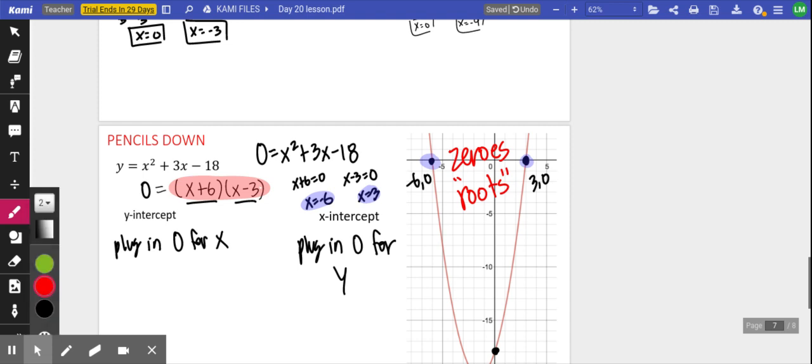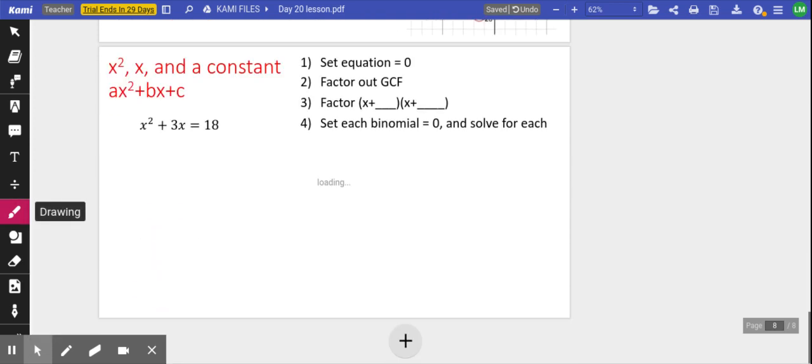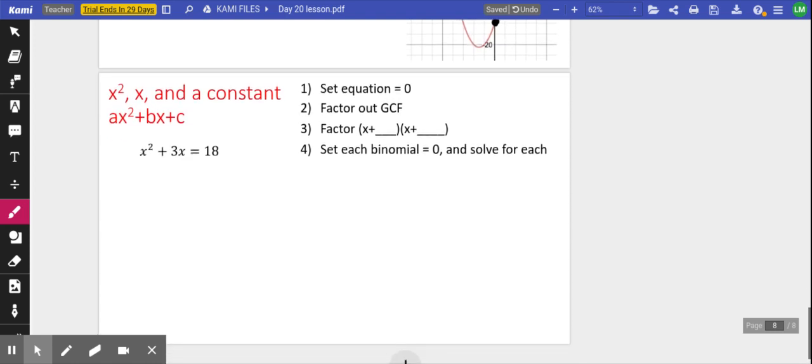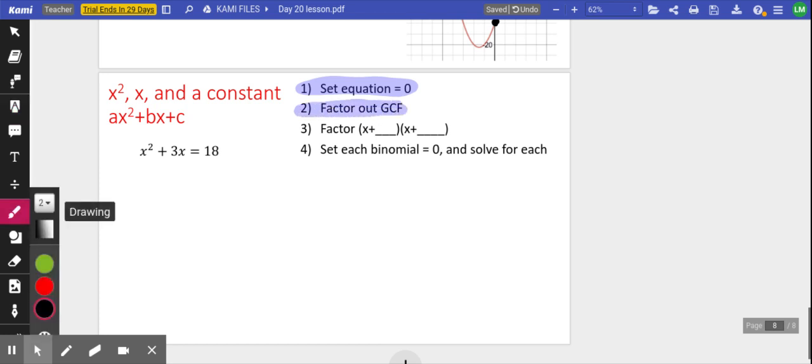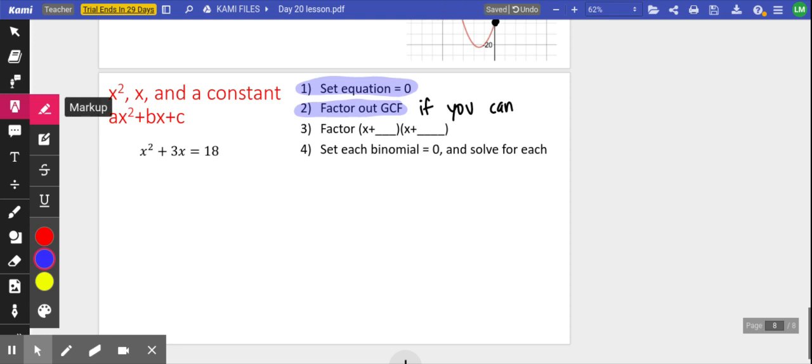Let's take a look at just one together. And it looks like this. All right. Steps here, these are good. Write these down. Circle them, highlight them, remember them, sing a song about them. For step 1, set an equation equal to 0. Step 2, factor out the GCF if you can. If you can. All right, can't always. Step 3, factor into 2 binomials. Step 4, set each binomial equal to 0 and solve your equations.